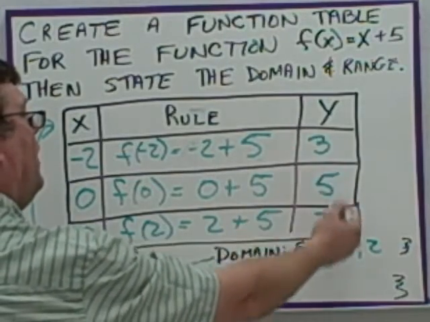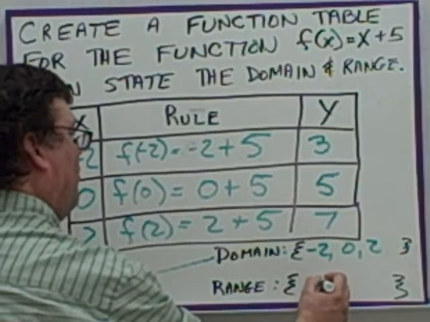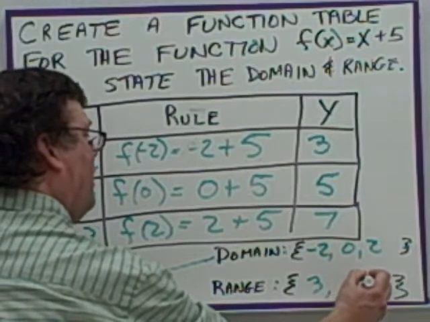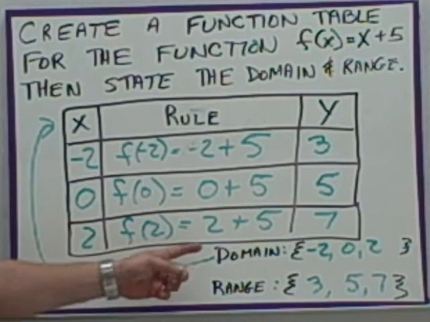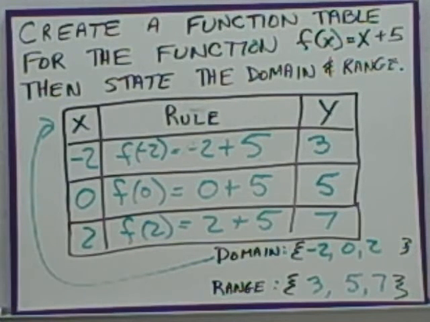Then we do the range. Range is all the y values from least to greatest, which in this case happens to be the order they're coming in, 3, 5, 7. So there we have the domain and the range. That answers this function.